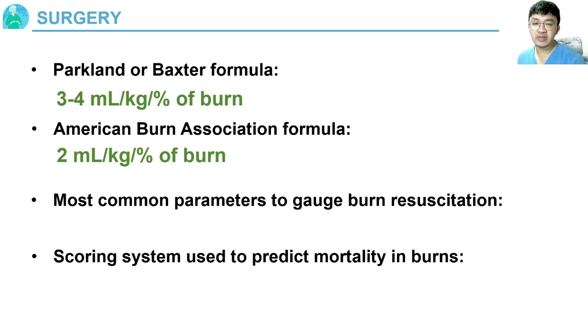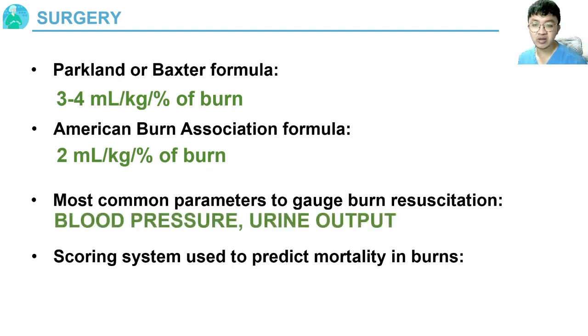Next, most common parameters to gauge burn resuscitation. Burn resuscitation or hydration is assessed by your blood pressure and the urine output. Next was a scoring system used to predict mortality in burns. This is your BOW score, which is actually determined by the age of the patient and the percent TBSA.